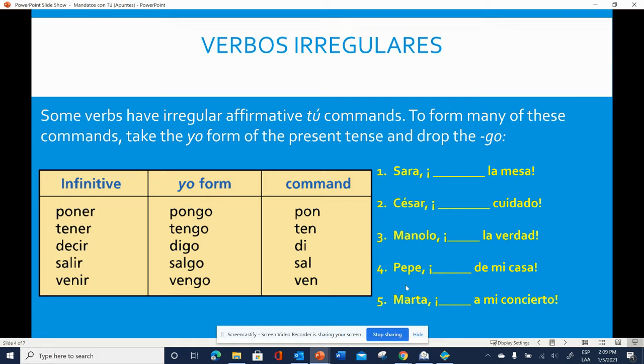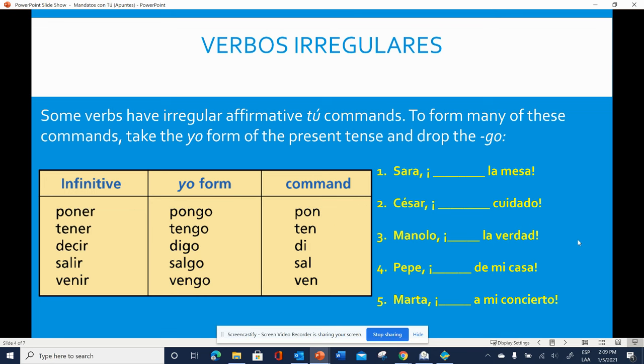And then venir, like Marta, ven a mi concierto. Like if you're talking to Marta and you have a concert at school, like come to my concert, come watch me sing. So ven a mi concierto. So these 5 verbs, you drop the go from the present tense you'd form to get the command.